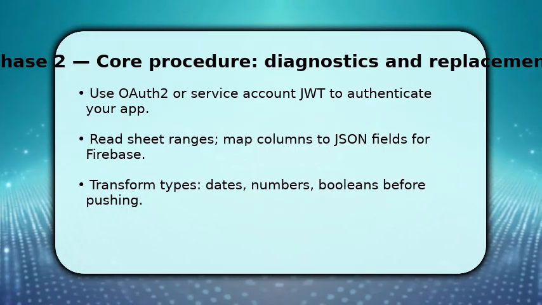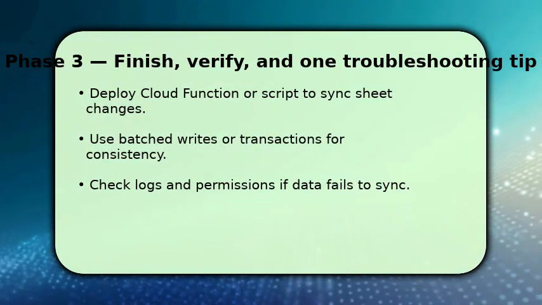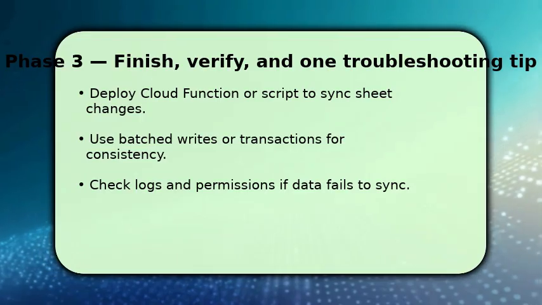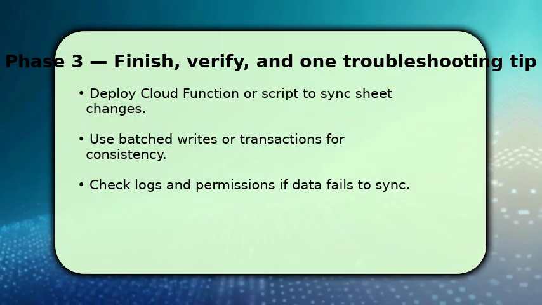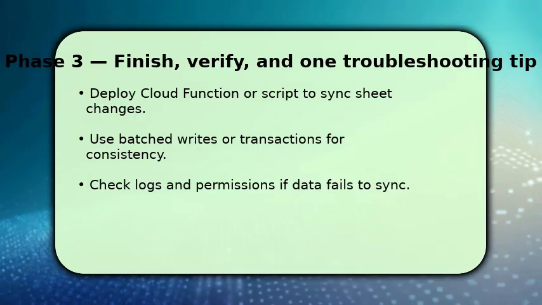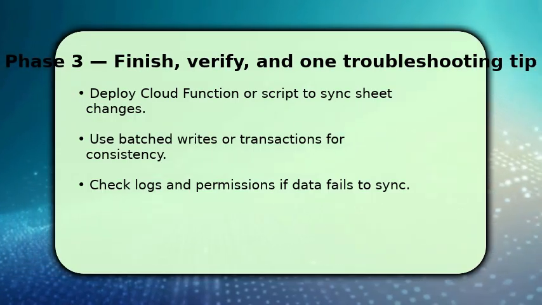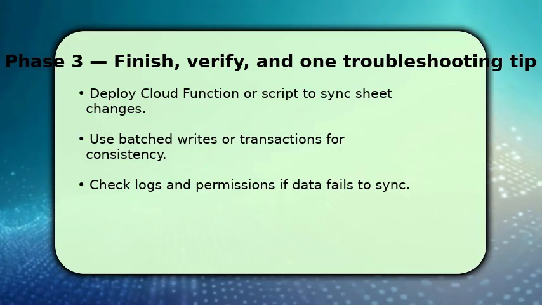You finish by deploying your sync mechanism, a cloud function triggered by HTTP or time, or a cron job that pulls sheets and writes to Firebase. Use batched writes or transactions to maintain consistency, and include retry logic for transient failures.